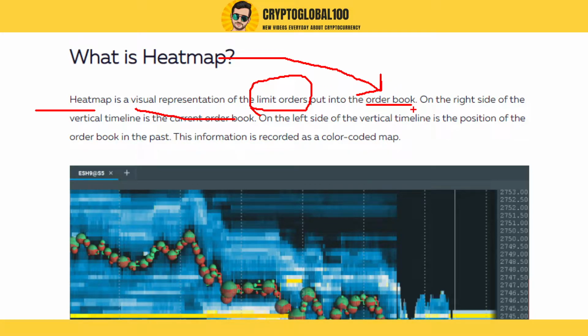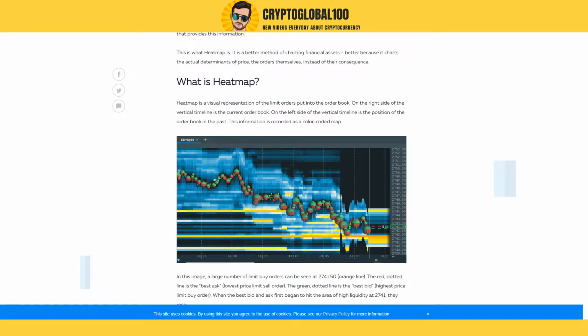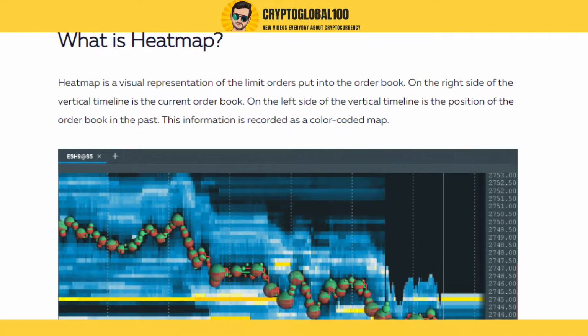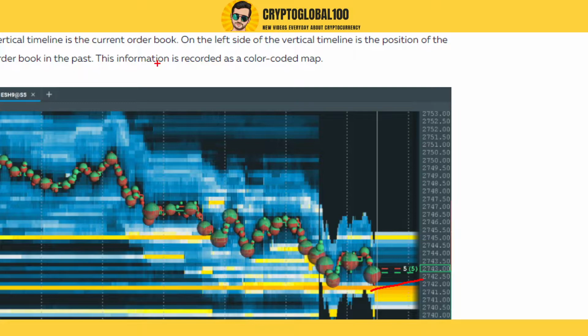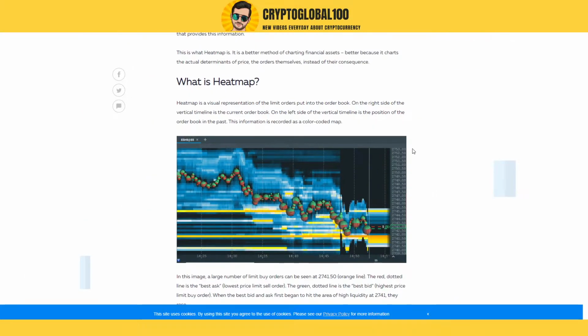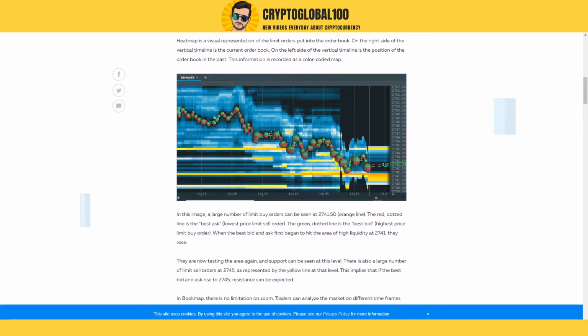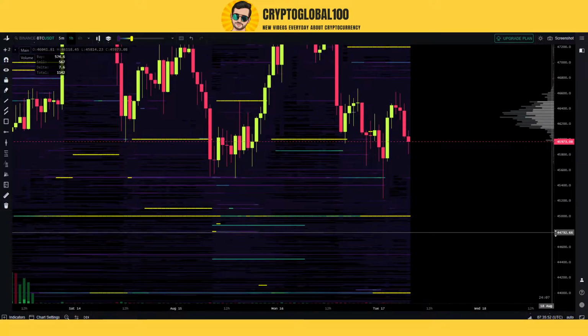There might be huge orders, we're gonna understand this in more detail. Just bear with me. On the right side of the vertical timeline you can see the current order book. On the left side we see the position of the order book in the past. So I'm gonna put up the link in the description. Now let's move to the article. Let's move to the practical examples.